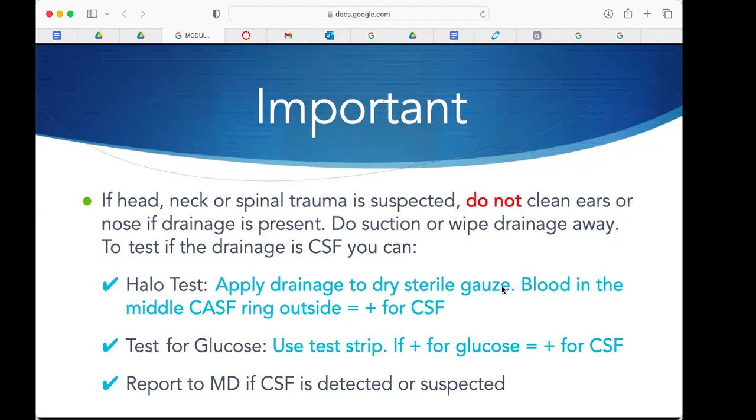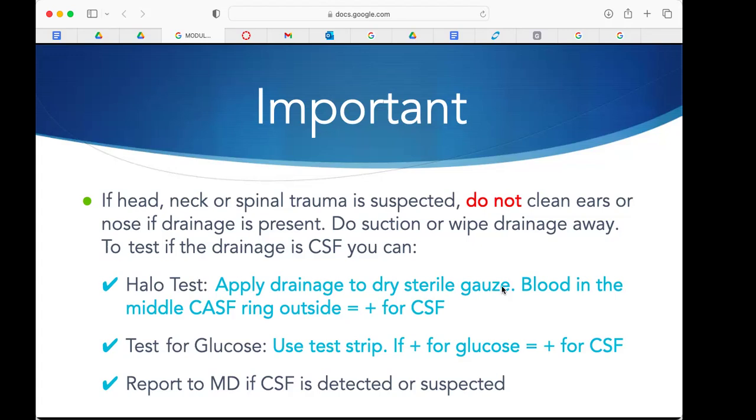You want to test it. So you can do the halo test. You can also test for glucose. It can be some kind of content coming from somewhere that is not CSF. Well, if it's coming from the nose, it could just be really clear mucus, but that's why you're going to test it to see if it's mucus or CSF. And from the ear, I don't know of any clear fluid that's going to come from the ear that's not CSF. But we'll talk about the glucose one first.